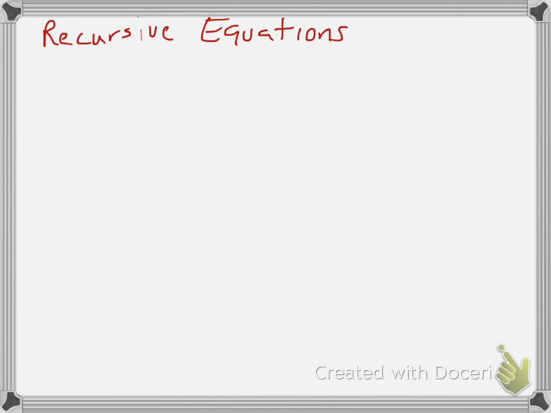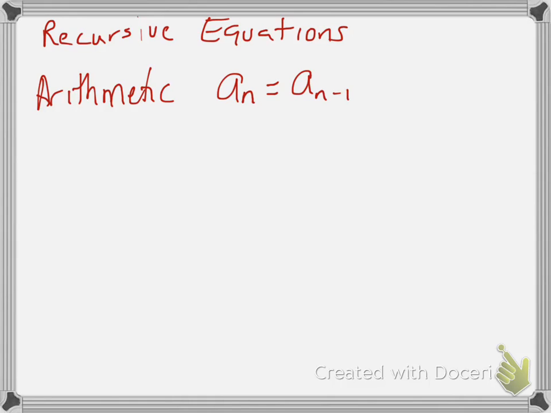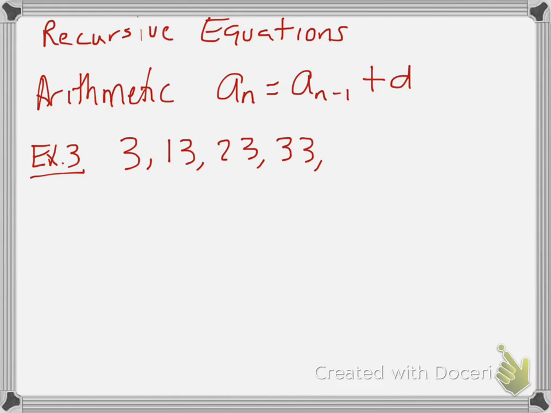Now, the two formulas that you need, the recursive equations. For arithmetic, it is going to be a sub n equals a sub n minus 1 plus d. That's how easy that is. Now, if I give you an example for this one, so this would be example 3. We got the numbers 3, 13, 23, 33, and so on.